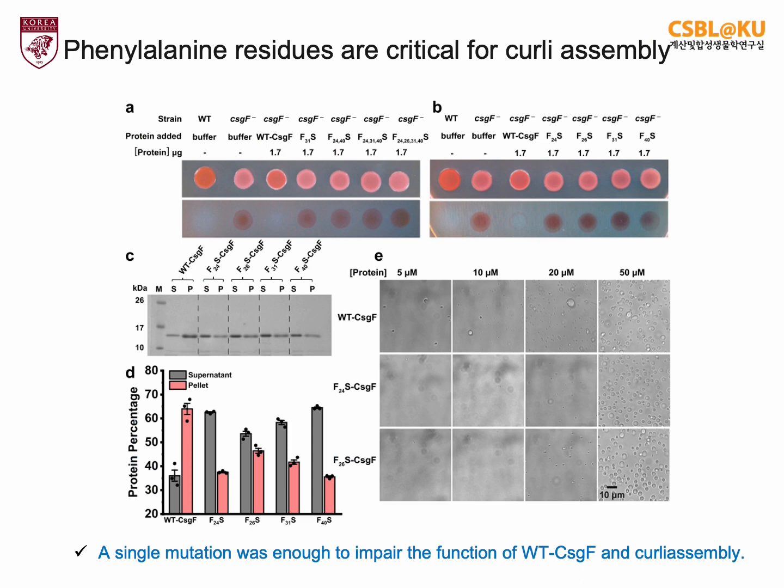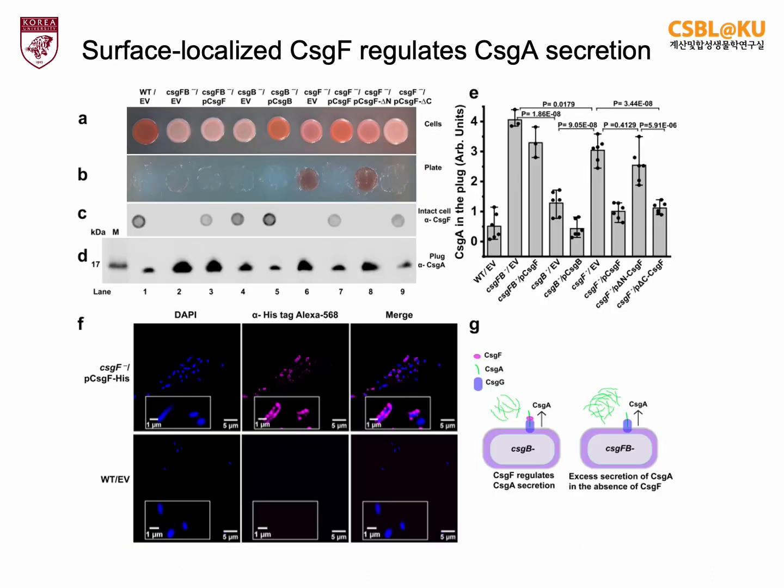Next, researchers focused on the ability of phenylalanine mutants to complement CsgF knockout cells, and as shown in Figures A and B, none of the phenylalanine mutants complemented CsgF knockout cells, and a single mutation was enough to impair the function of wild-type CsgF and curli assembly. A single phenylalanine mutation can also affect the phase separation propensity of wild-type CsgF.